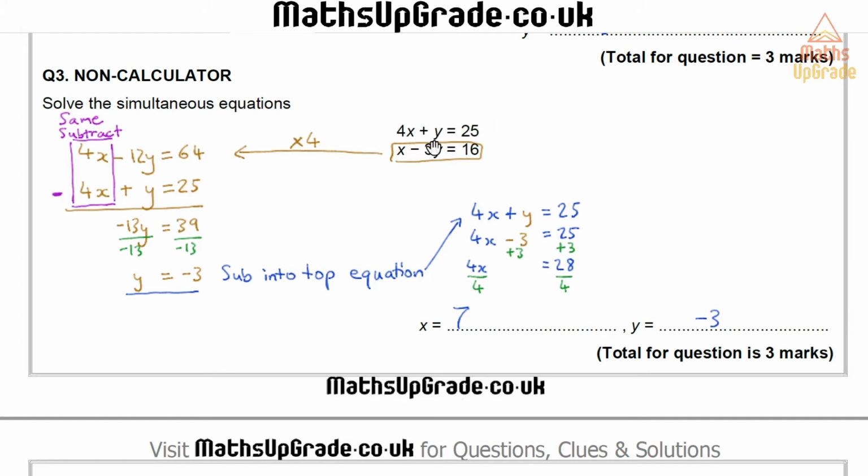So 4x plus y, so 4x minus 3 equals 25. Add 3 to both sides since that's the inverse of subtract 3. That gives me 4x equals 28. X is being multiplied by 4, so I'm going to divide by 4 on both sides. That gives me x equals 7. X equals 7, y equals negative 3, 3 marks.